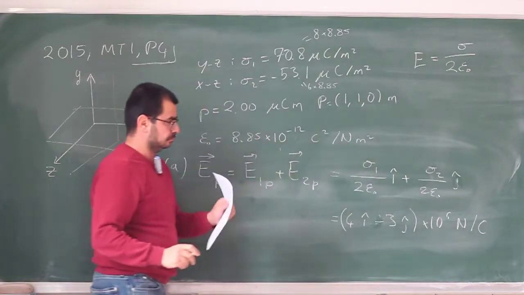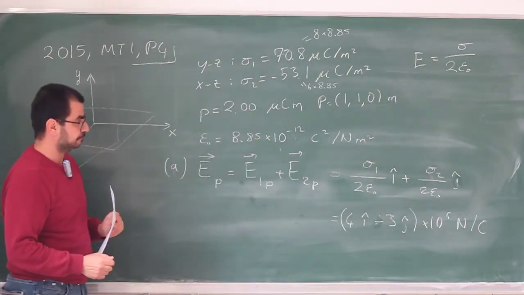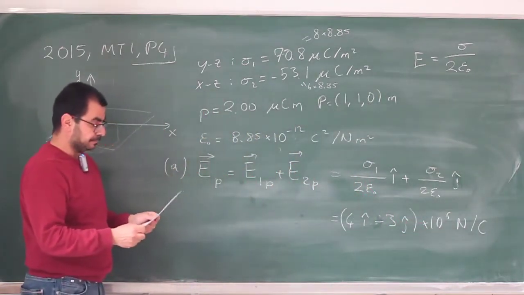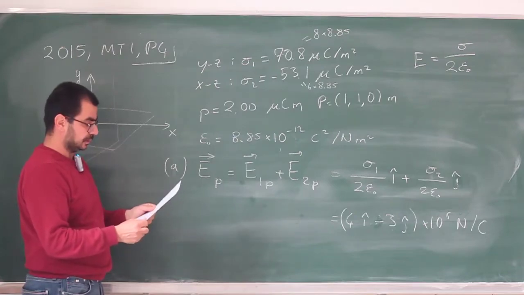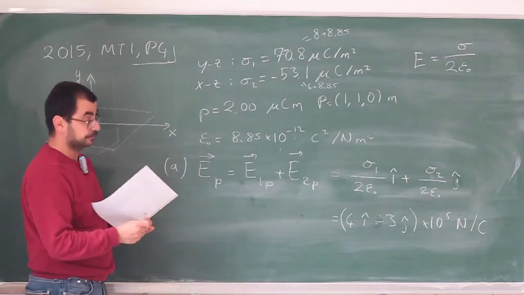Okay. You should, however, get this number yourself and then check whether you got it correct or not. Okay, so for part B, they're asking, find the torque that the electric field exerts on the dipole. Express your answer in terms of unit vectors.